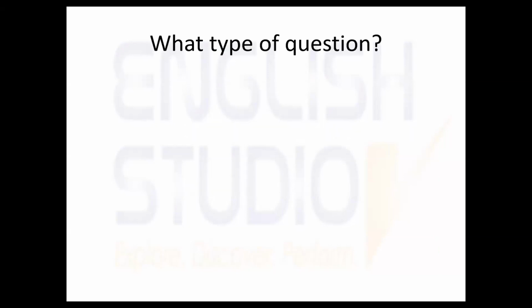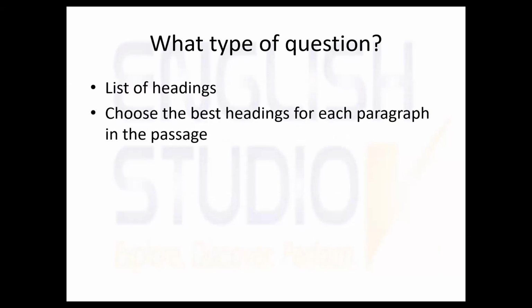What type of question is this? We are given a list of headings, and then after that, we have to choose the best heading for each paragraph in the passage. So we could have 7 to 9 paragraphs in the reading passage, and for each paragraph, our task is to choose the best heading for that.